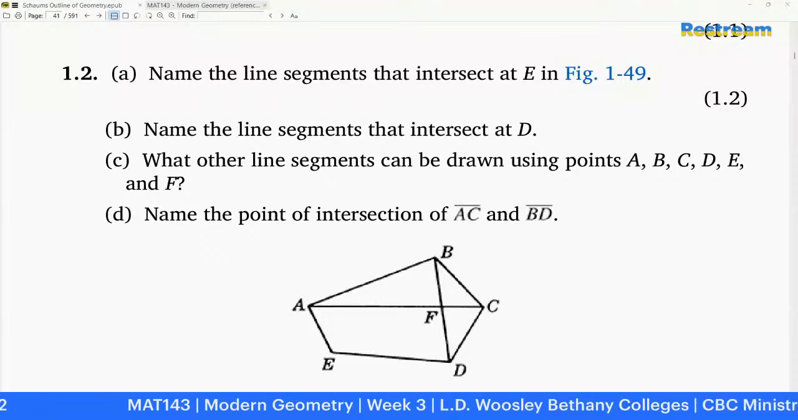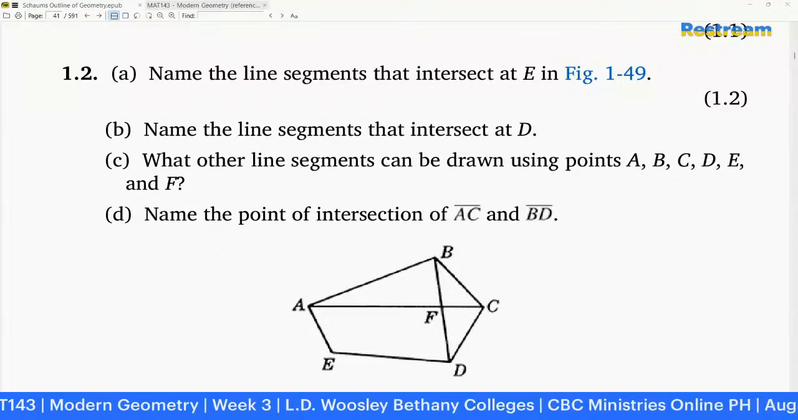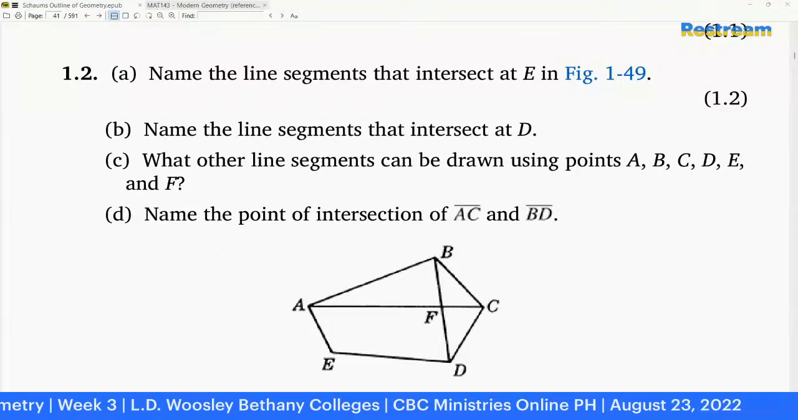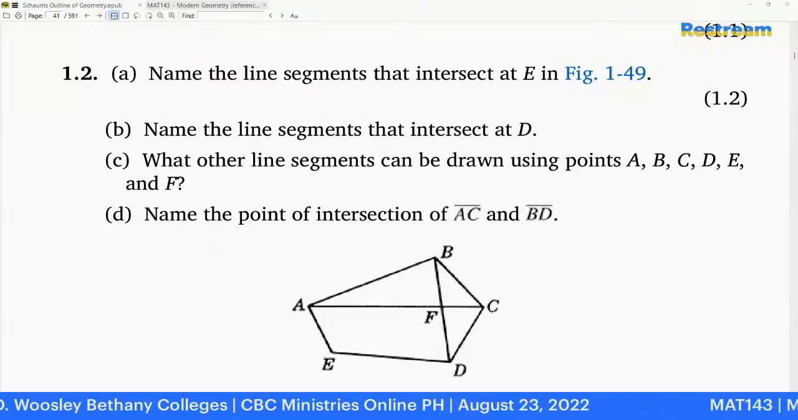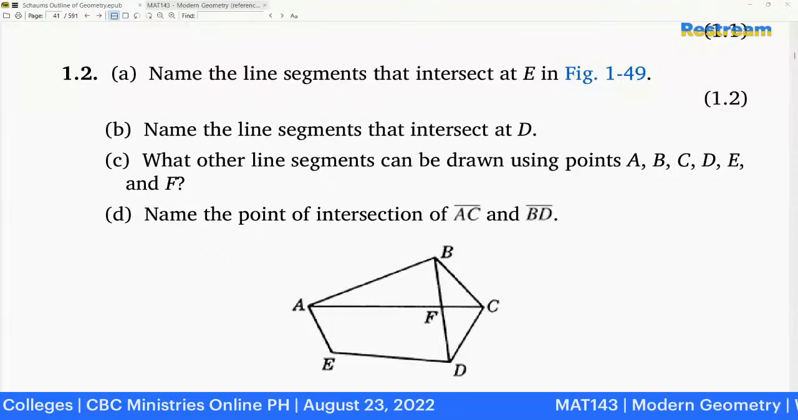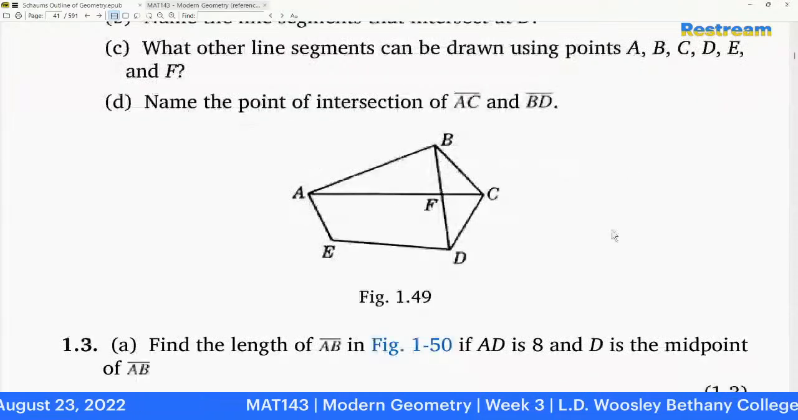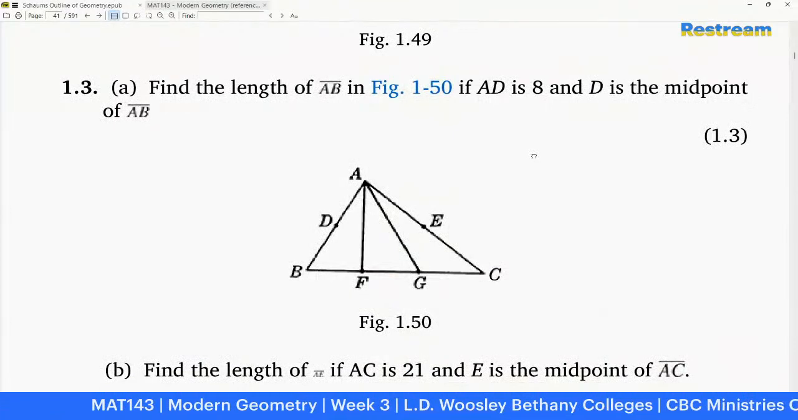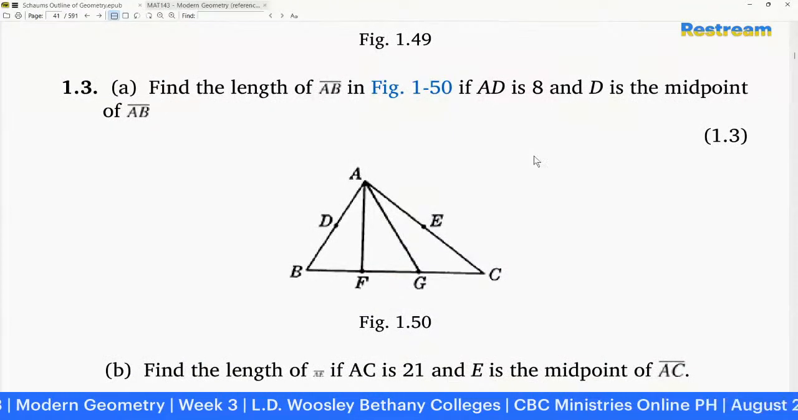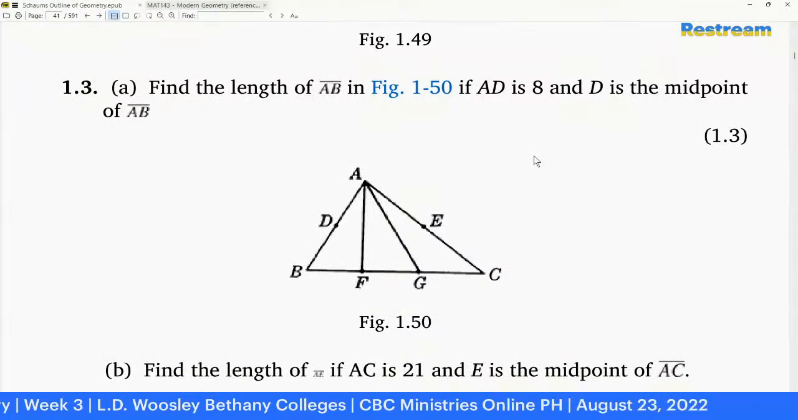Alright. So obviously, for letter D, the point of intersection of AC and BD is obviously point F. So I won't ask that anymore. Right? Next. So here, sige, ano naman tayo?